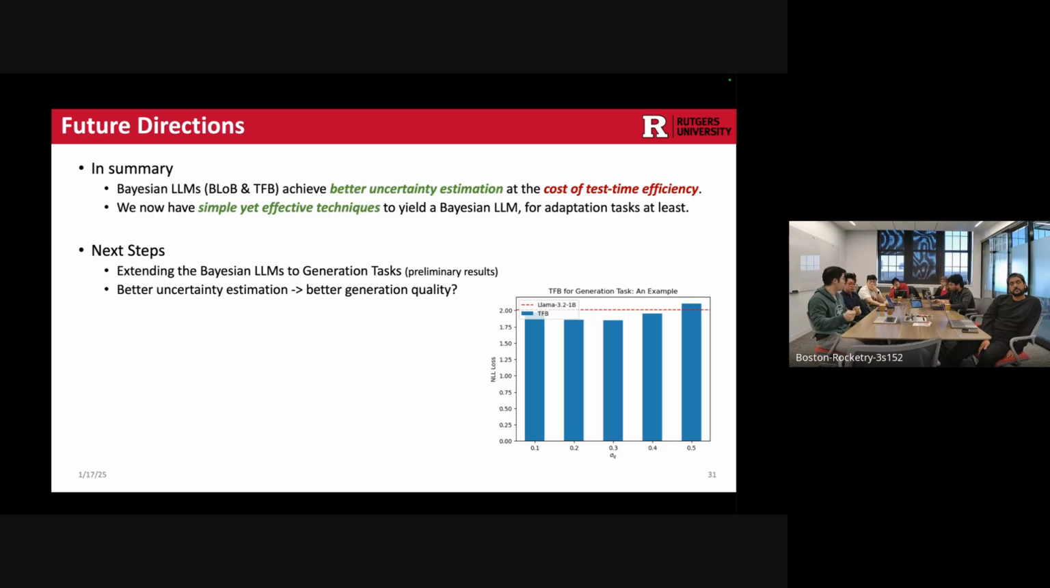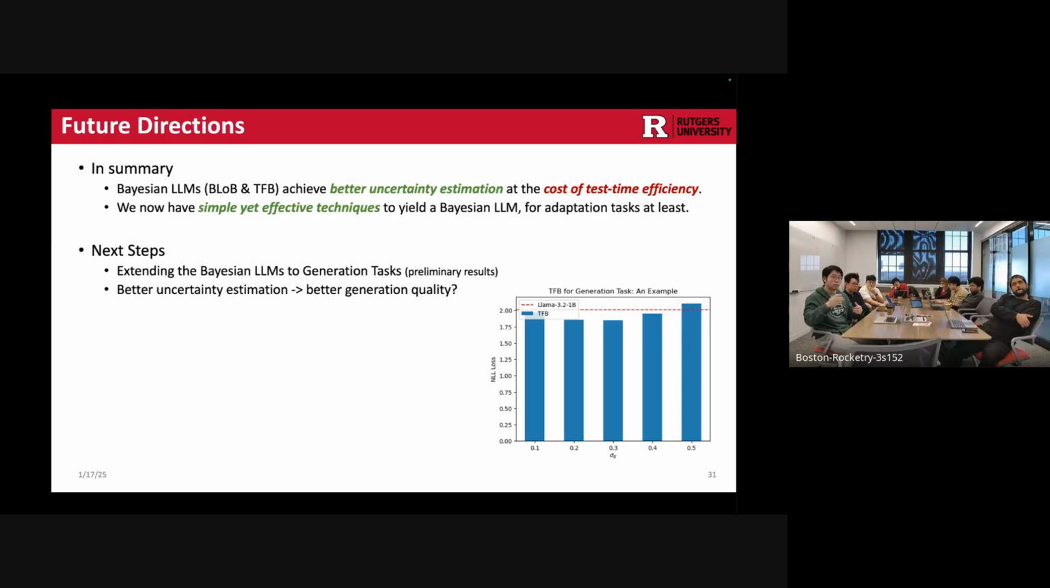Using the same or similar technique of TFP, we apply it to the full weight of the generation task without LoRA. Actually, here it's the Llama 3.2 1B model, and the y-axis represents the NLL loss. This red line represents the baseline NLL loss of your Llama model on some unseen data. If you apply the TFP here, you will have some improved NLL loss, indicating that the uncertainty estimation, or sometimes the generation quality, can be improved by TFP.